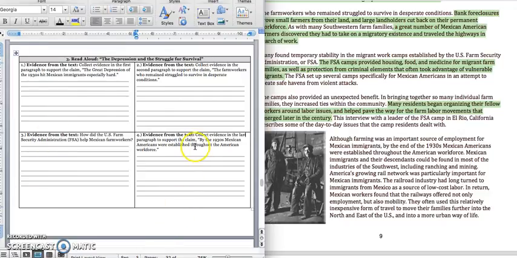All right, it says, collect evidence in the last paragraph to support the claim by the 1930s Mexican Americans were established throughout the American workforce.